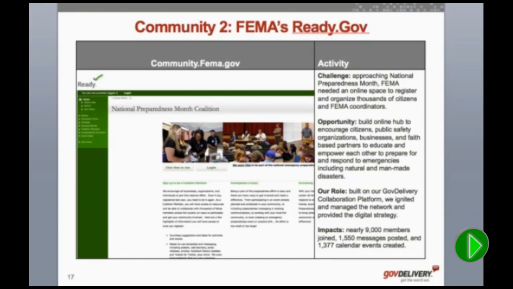And so they created this collaboration network run on the GovDelivery collaboration platform. Essentially what they wanted to do was get, I think, like 4,000 or 5,000 people registered on the site, get them their training kit, and connect them to each other so they can share the best practices that they know and help motivate each other over the duration of the campaign, which lasts, I think, about 6 months in total, leading up to National Preparedness Month in September. And they actually had a phenomenal success this year.